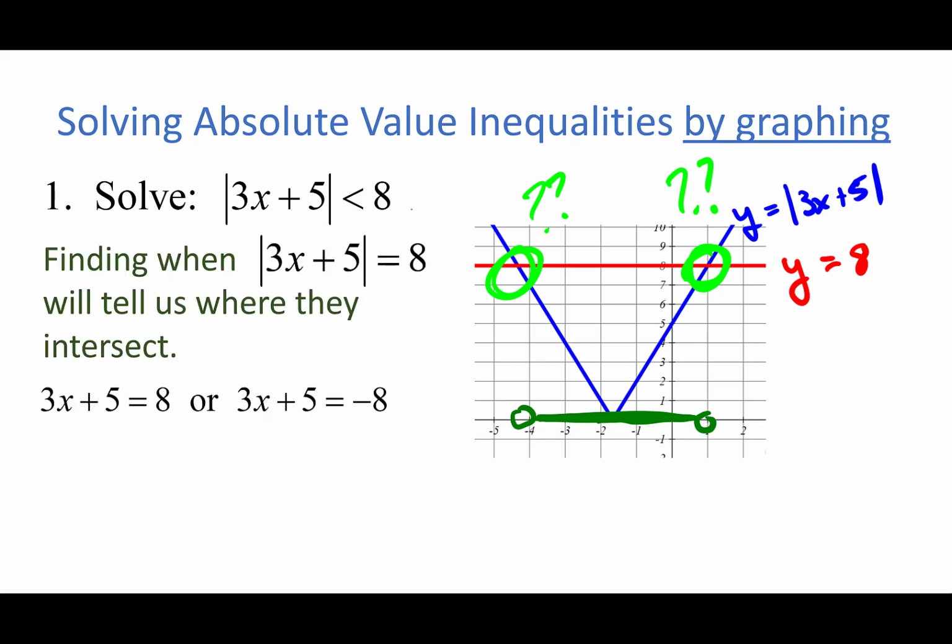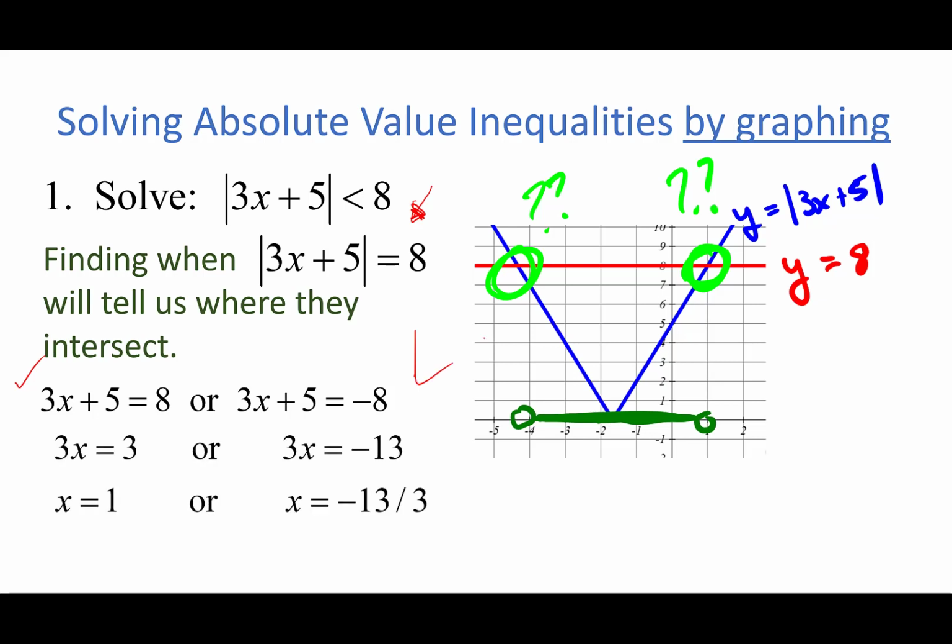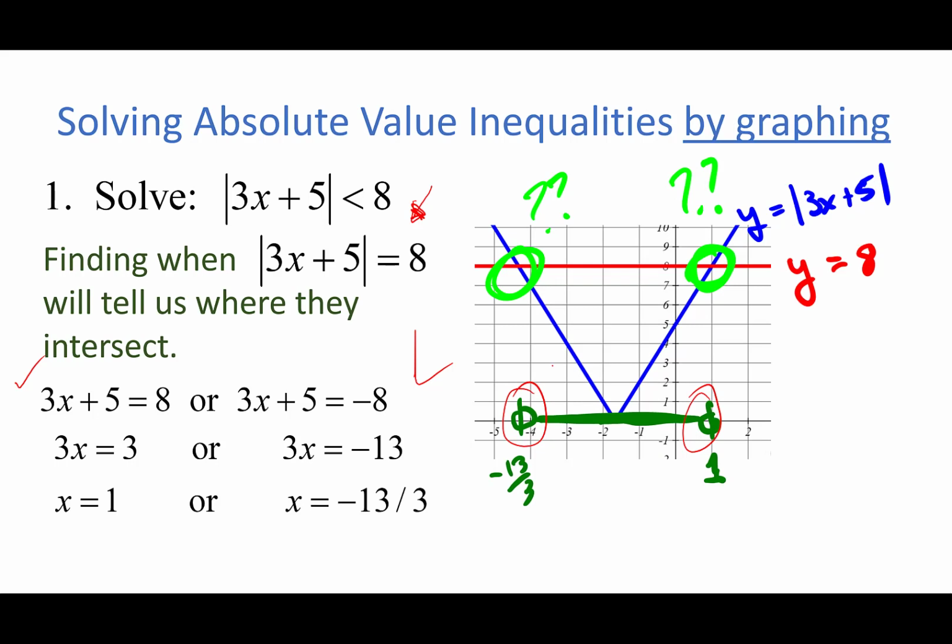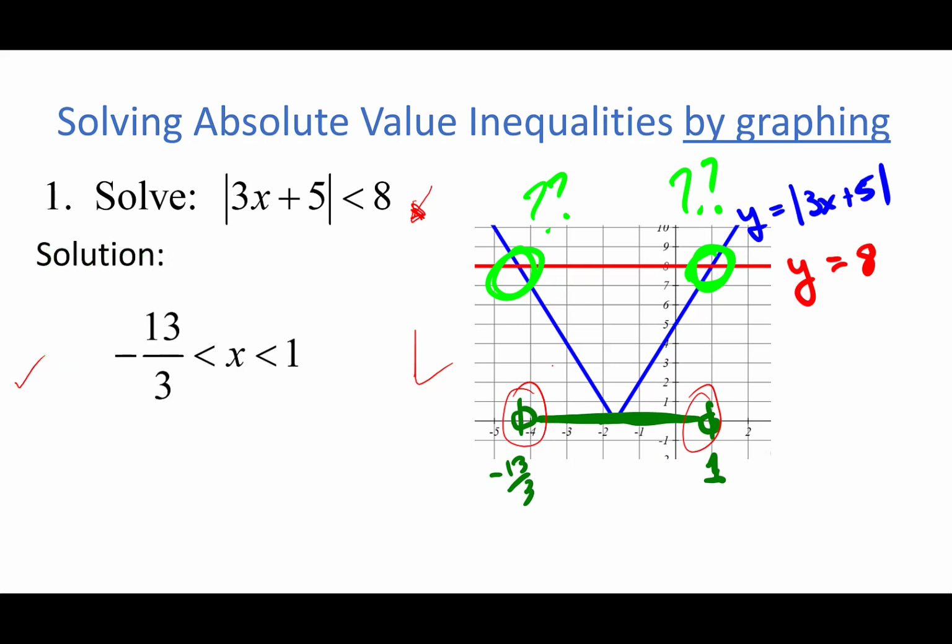If we solve this equality right here, we end up with two equations, this guy or this guy. And when we solve it, we get two answers, either x equals 1, right here, or x equals negative 13/3, a little bit less than negative 4. And that actually tells us what our answer is. It's between negative 13/3 and 1. That would be the answer to solving this inequality.